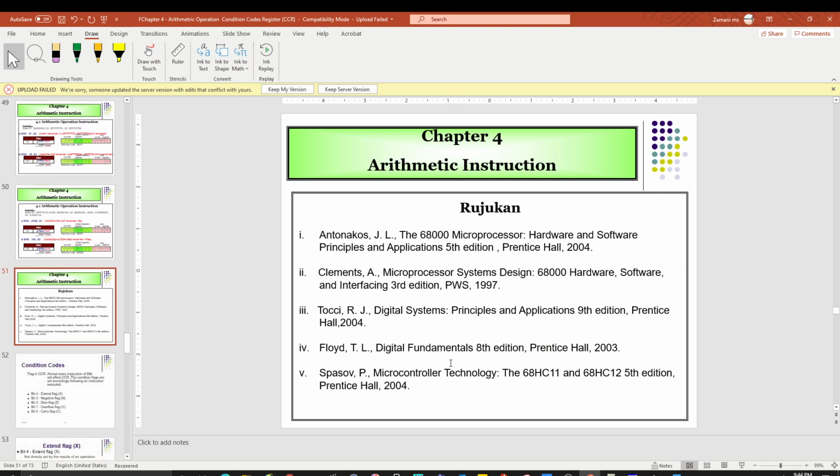Okay, so that is for today's lecture. We have covered the addition, subtraction, multiplication, and division. And the most important thing you have to understand is the division and multiplication on the unsigned versus the signed numbers. Okay, that's all.